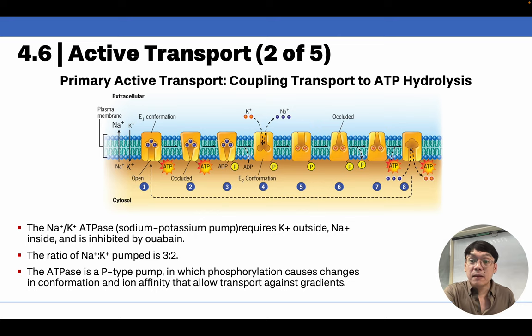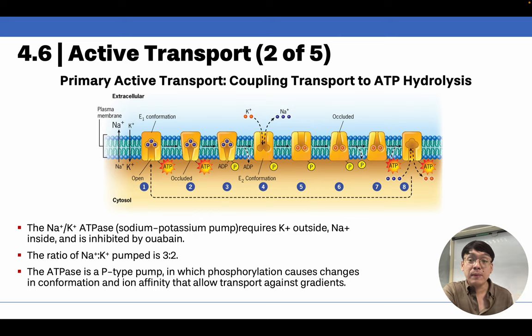Potassium ions then bind to the protein, and the phosphate group is subsequently lost. And number five, it causes the protein to snap back to its original conformation, allowing potassium ions to diffuse into the cell. The cation binding sites are located, number six, within the transmembrane domains. They are transmembrane domains of these proteins, consisting of 10 membrane-spanning helices.